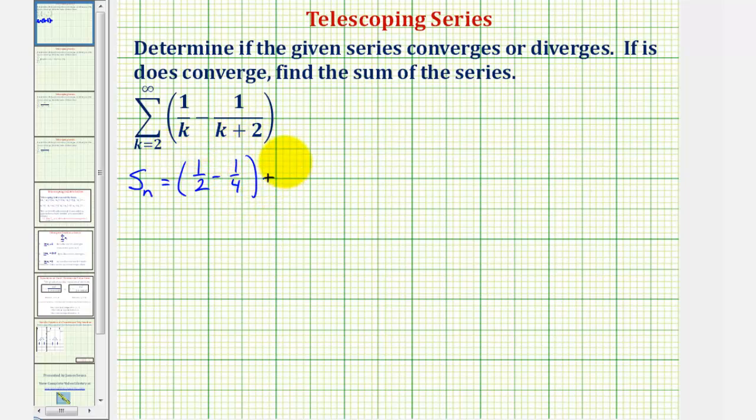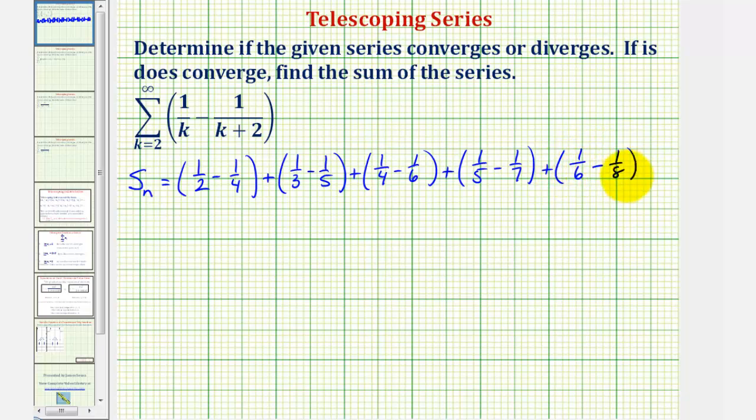Next, k would be 3. So we'd have 1/3 minus 1/5. Next, k is 4. So we'd have 1/4 minus 1/6. Plus, when k is 5, we have 1/5 minus 1/7. And when k is 6, we have 1/6 minus 1/8. Next, when k is 7, we'd have 1/7 minus 1/9. Of course, this continues, and the last term would be when k is equal to n.